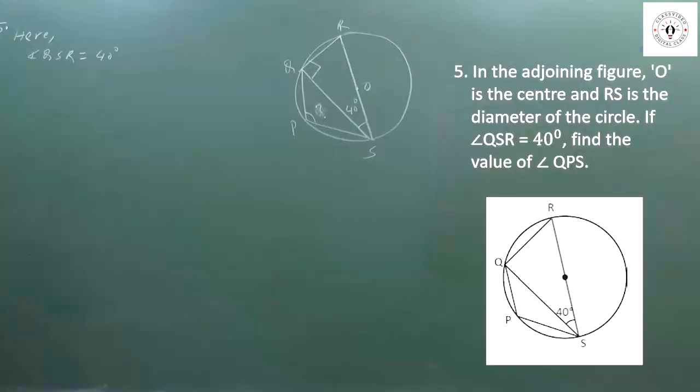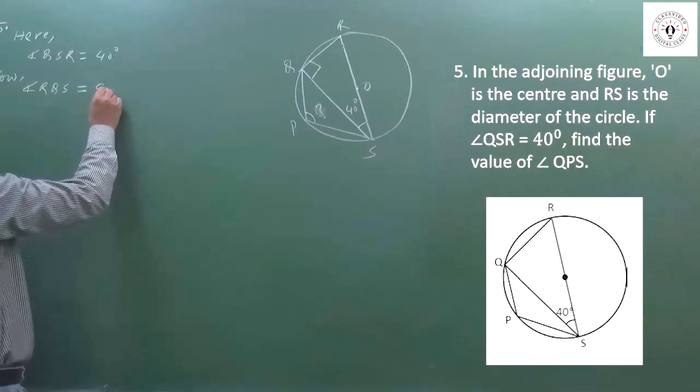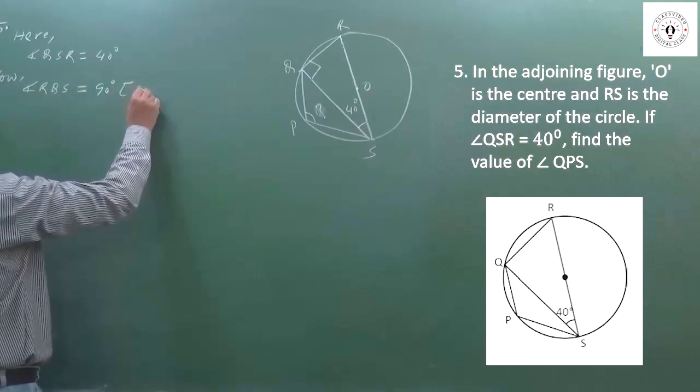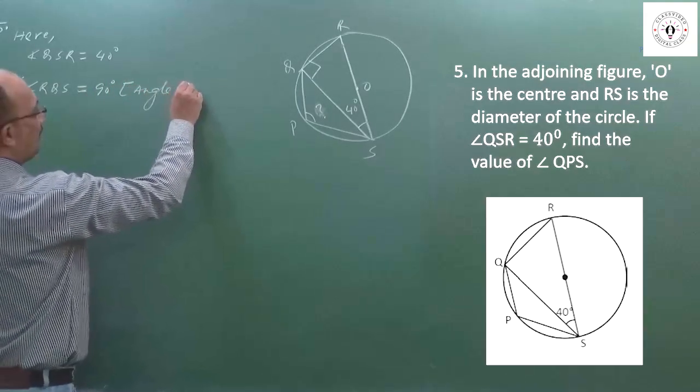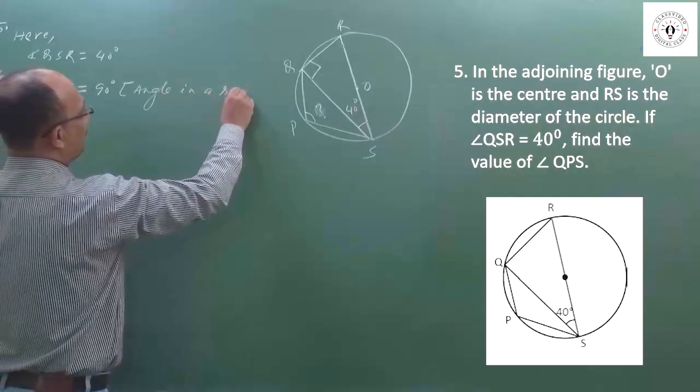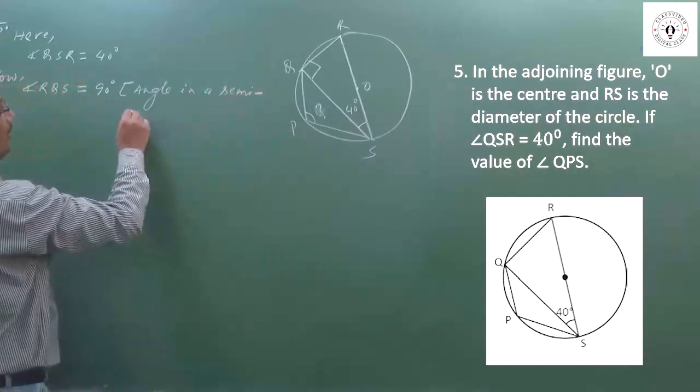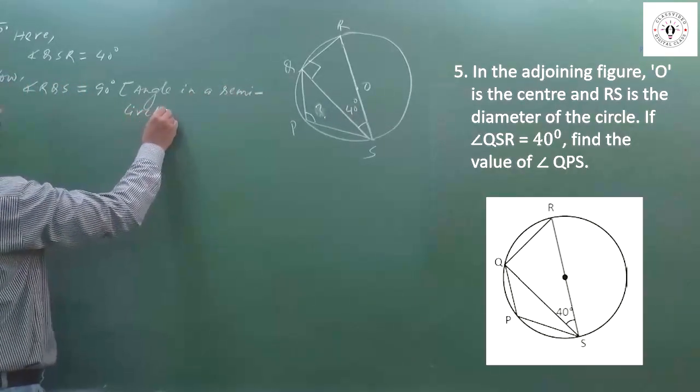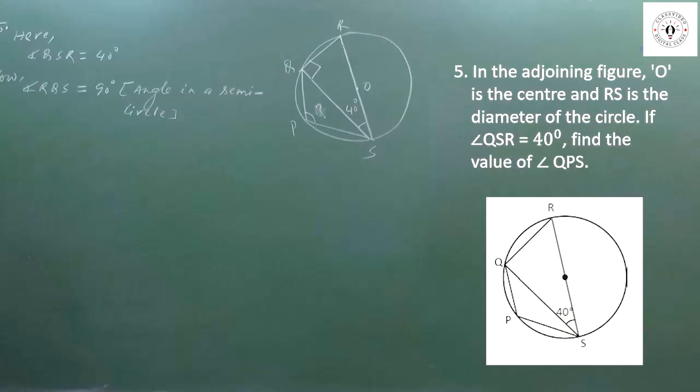So firstly, what do we write? Angle RQS. Firstly, we write angle RQS equals 90 degrees. Reason: angle in a semicircle.